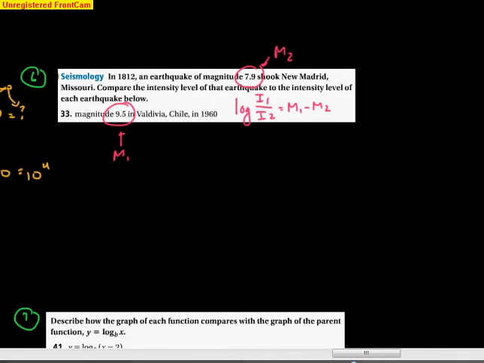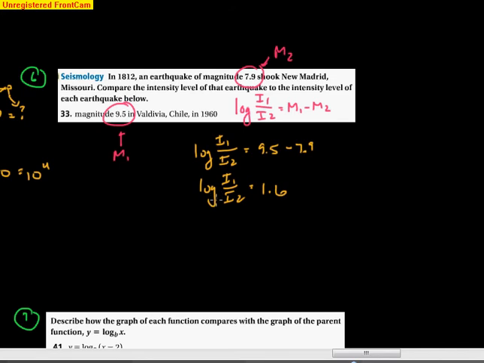So we just use this formula, and it'll be given to you. So we have log of the intensity. And remember, we never find out what these I's are. It's just the comparison of the intensity. And we're going to take the higher one, 9.5, minus the smaller one, 7.9. And we will get that right side. And that comes out to be 1.6.